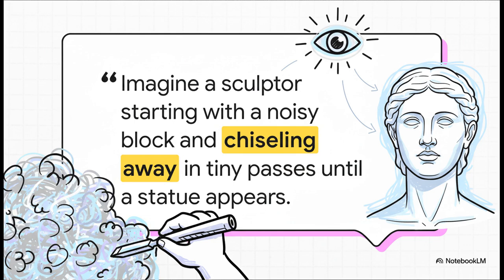And this is honestly the best way to think about it. Imagine a sculptor who starts with just a messy, lumpy block of stone. That's our noise. And they just chisel away in tiny, tiny little passes until a beautiful statue appears. That's exactly what the AI is doing. Each step is a tiny, super careful tap of the chisel, slowly turning that chaos into form.